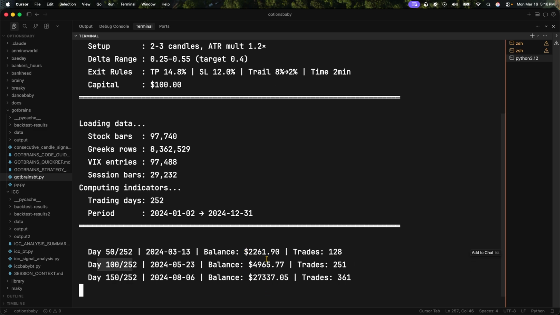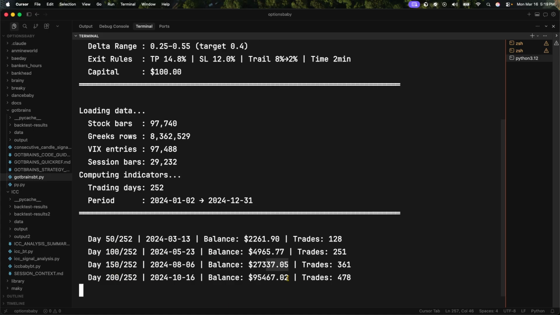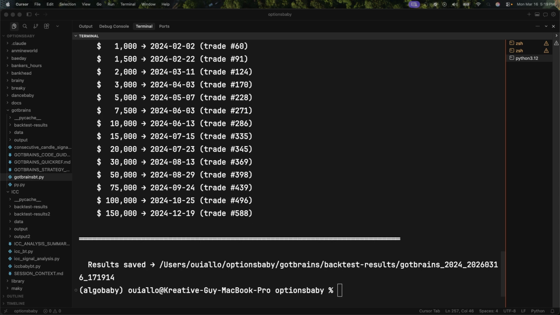So start at $100, fam. So keep that in mind. Started at $100. 50 days later, it's at 2,200. 100 days later, it's at 4,900 with 251 trades. And then 50 days after that, it's at 27,000, fam. And then another 50 days after that, we're at 95,000. Again, keep in mind that the strategy is starting at 100 bones, fam. I made this back test as hard as possible.